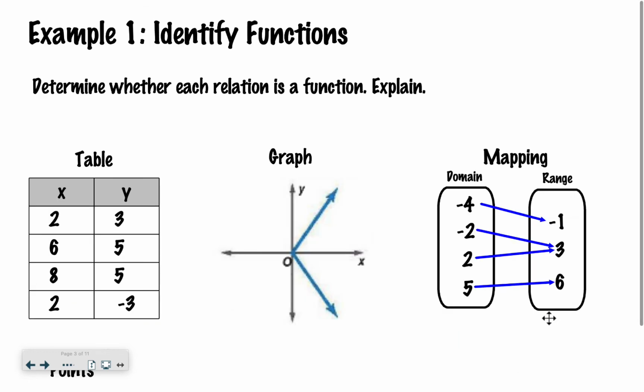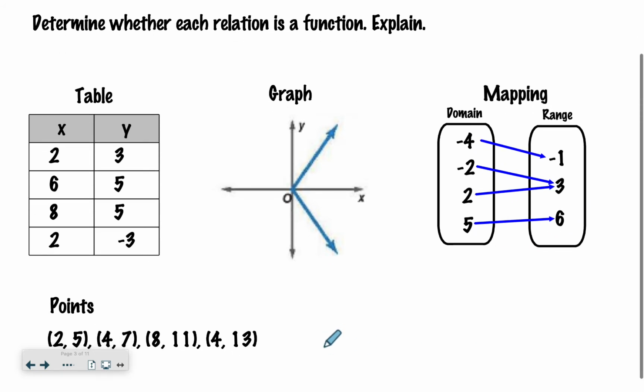All right. Let's jump into our first example, identifying functions. We're going to determine if each relation is a function, and we're going to explain. Remember, we said a function is a relation that has one output for every input. Basically what that means is when you look at a table, your x values should never repeat. Okay, your x's should never repeat.